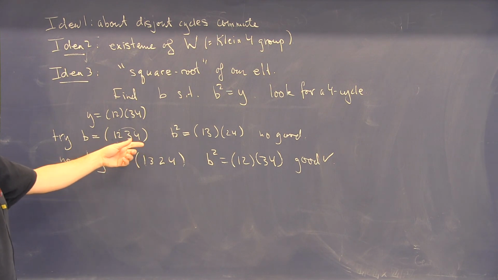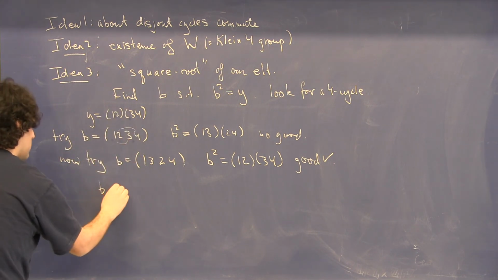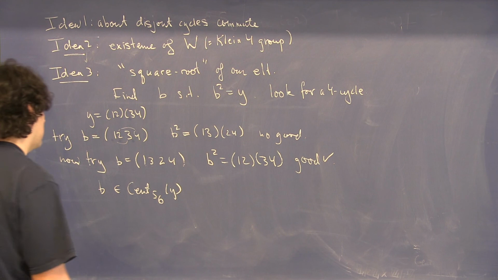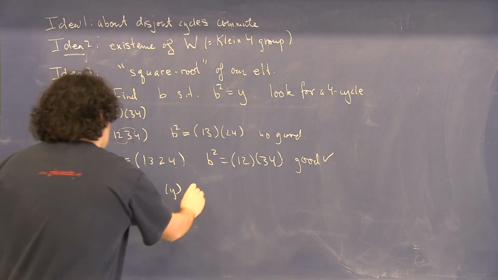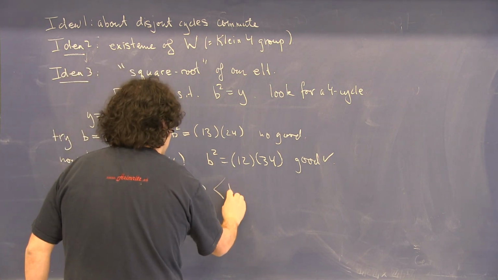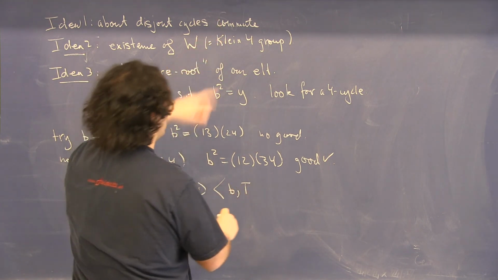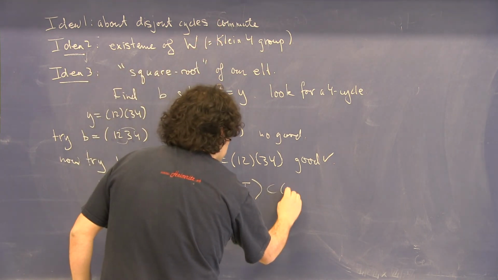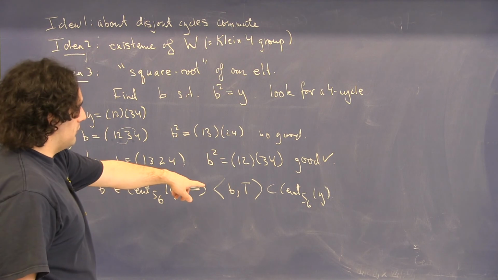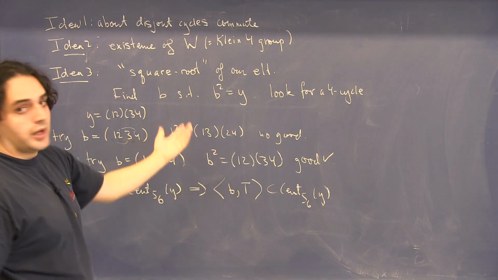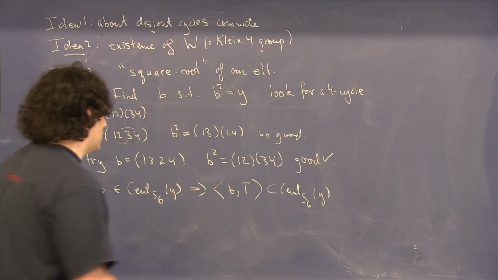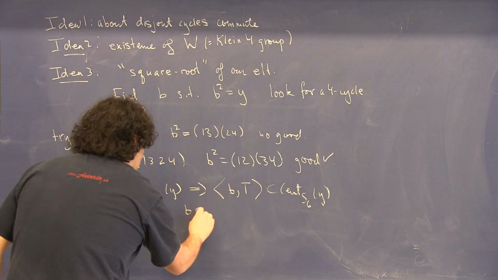Now b commutes with y, because y is a power of b. So b is in the centralizer in S6 of y. This implies that I can take the subgroup generated by b and this subgroup T that I had before, and this is in the centralizer. Now b is not in T. Why? For example, because every element of T has order 2, while b has order 4. So b is not in T.